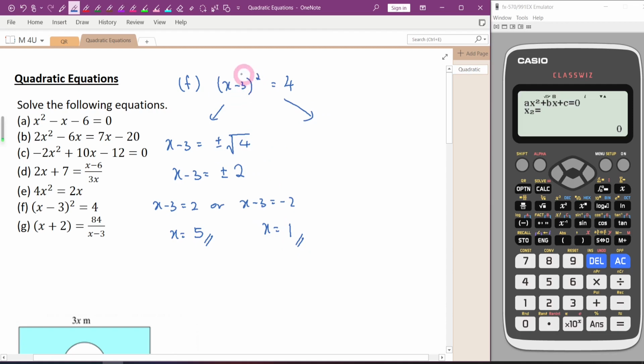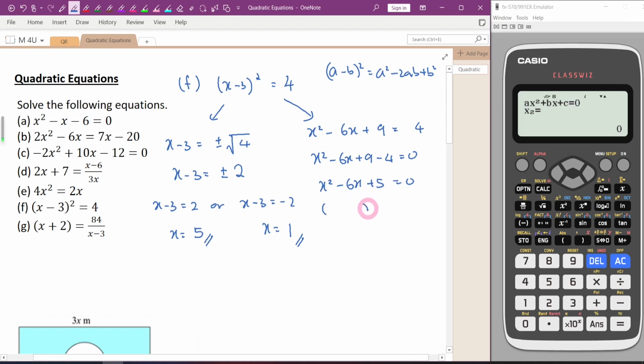First, I'm going to do expansion for this one. So I'm going to use the formula a squared minus 2ab plus b squared to do the expansion for this part. X squared minus these two multiplied together and times 2, 2ab, 6x plus 9 is equal to 4. I'm going to bring the 4 over here. X squared minus 6x plus 9 minus 4 is equal to 0. So x squared minus 6x plus 5 is equal to 0.